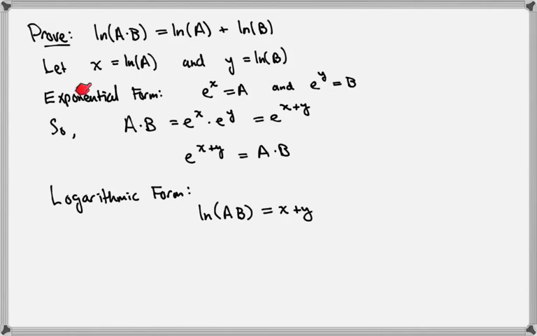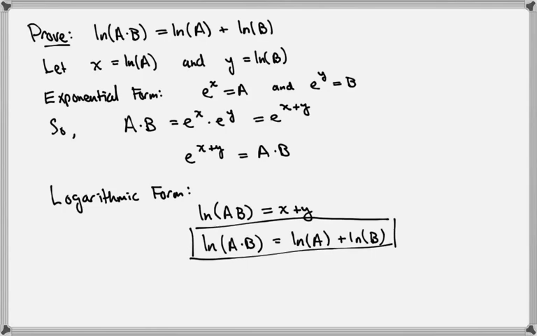But remember, x was just a fancy or a simpler way, really, of writing log of a. So this is log of a. And y was just another way of writing log of b, so plus log of b. And there is the formula we were trying to prove. Can you prove the other two?